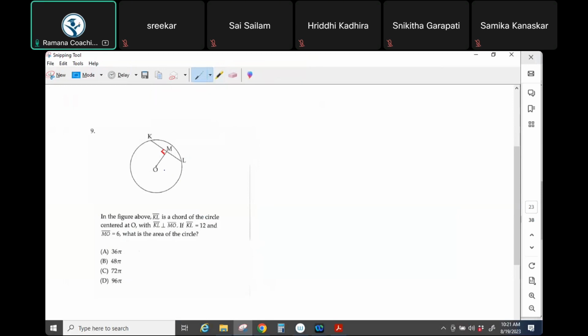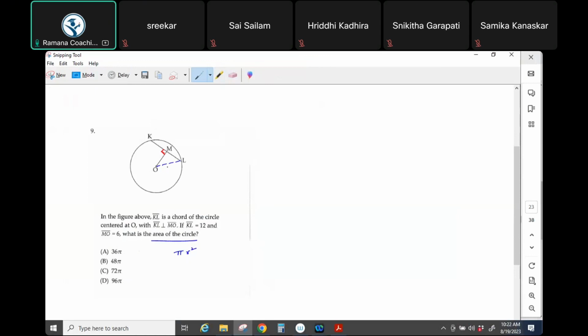I can draw radius lines from O to L. And he's asking the area of a circle, which means we need to know the radius. And then once you know the radius, simply plug it in for R and then get the area, right?